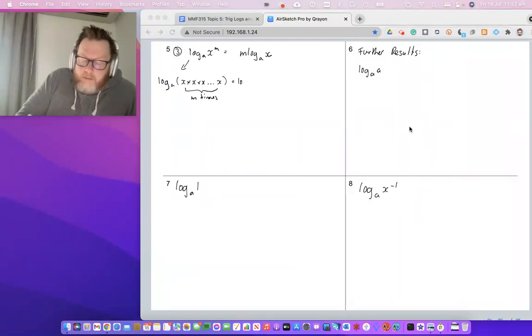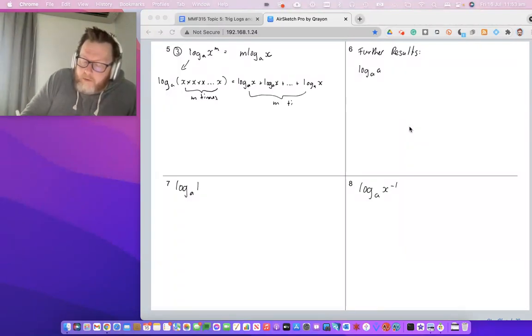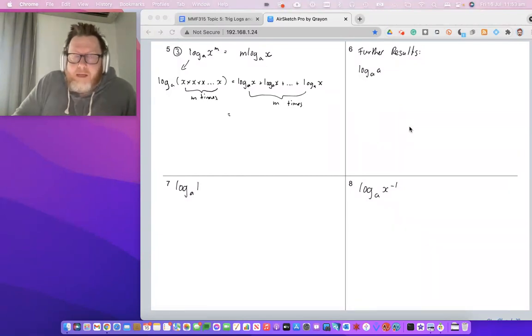Okay, so that means by law 1, we've got log base a of x plus log base a of x plus all the way to log base a of x, and we've done that m times. So if I've added exactly the same number up m times, I've got m lots of that number. So that means it must be equal to m log base a of x. And we're done.